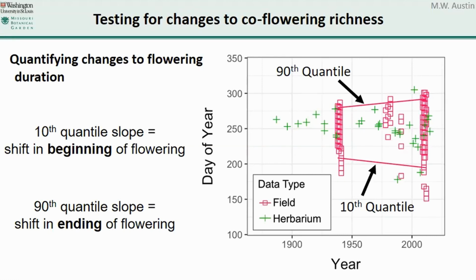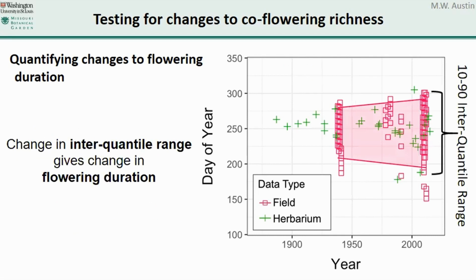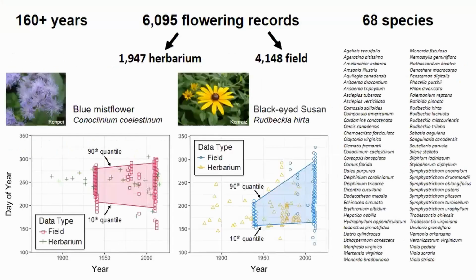And the slope of the 90th quantile line gives an estimate of how the ending of a species' flowering season has changed across that time. By taking the 10th to 90th interquantile range, we derive an estimate of how the duration of that species' flowering season has changed across years. So I did these analyses for every species in this data set.